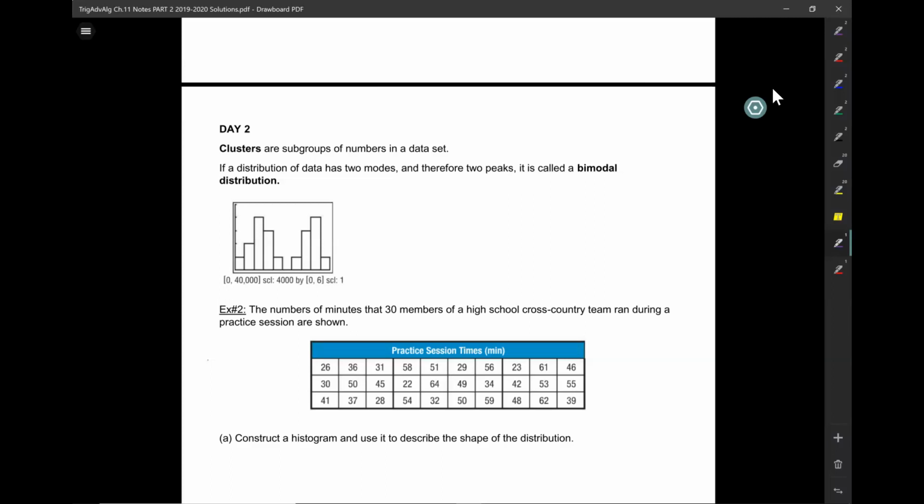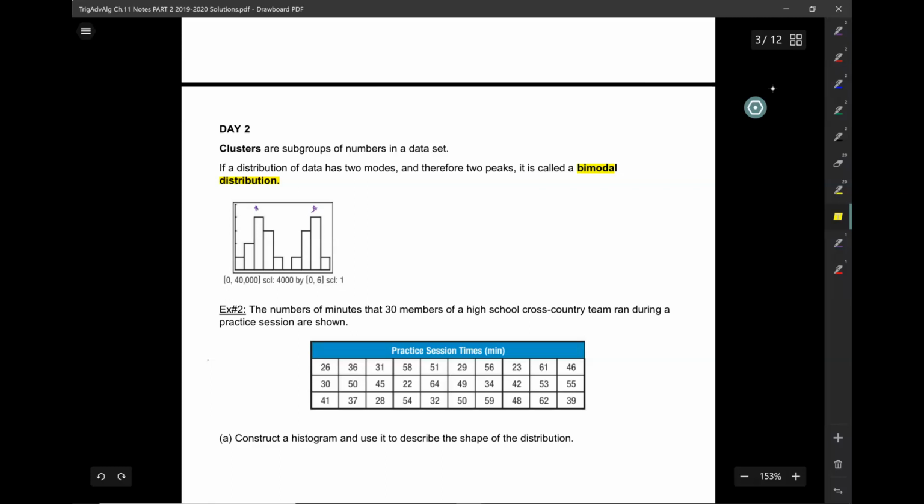So today we're going to continue talking about histograms. But today we're going to talk about what happens if a distribution is bimodal, right? So if you take a look at this graph right here, this is a histogram, and you see how it has two peaks, right?